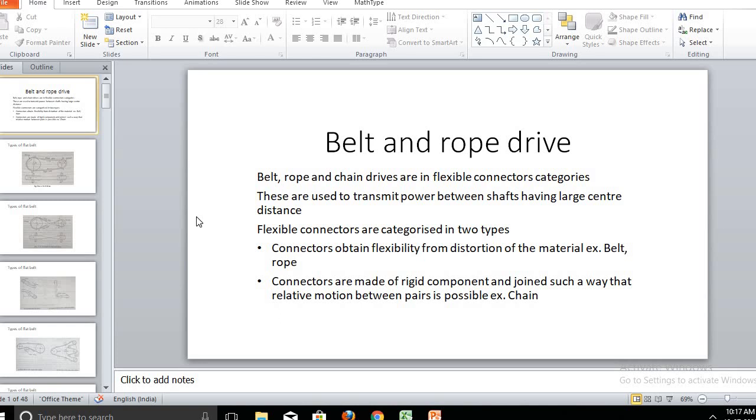Next, these belt drives have many types. There are different types of belts: flat belt, V belt, timing belt, etc. We go through the flat belt first. For the flat belt, we derive some equations or formulas that are used for belt drives. These formulas are then modified for the V belt and the timing belt, if required. So first we derive for the flat belt, and then we move further to the V belt and the timing belt.